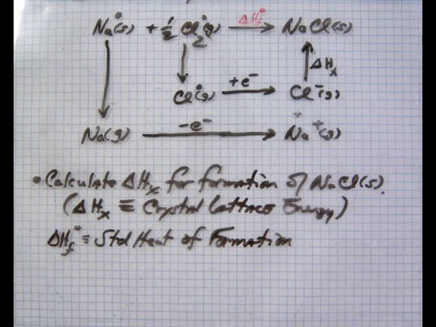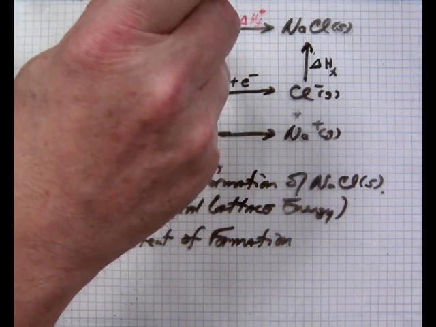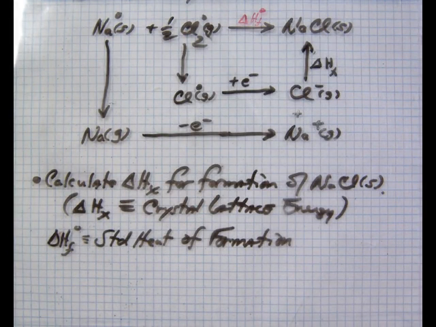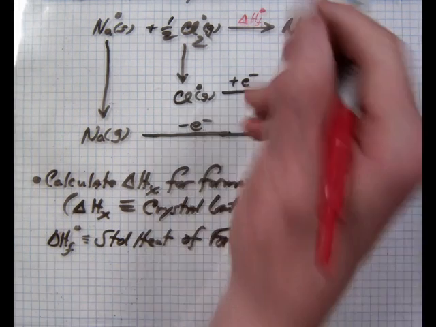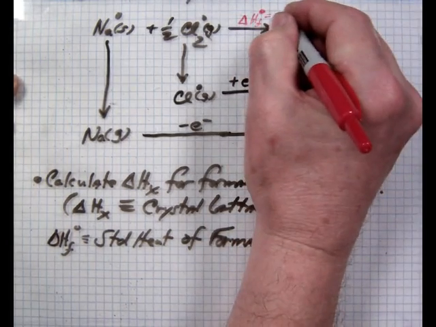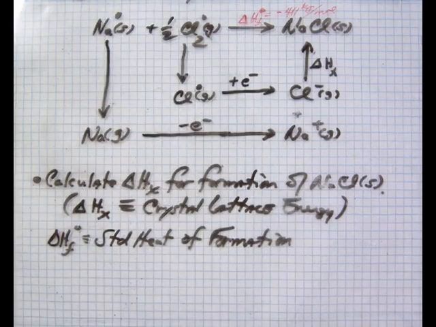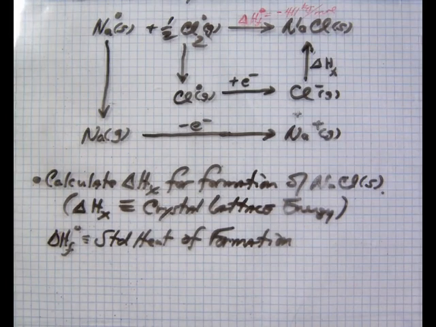So where do you get that? You look in the back of the book, and you find each one of these are 0. Remember, basic standard state element 0. But sodium chloride in the back of the book has a specific value. And that value is negative 411 kilojoules per mole. Okay, that's the standard heat of formation.